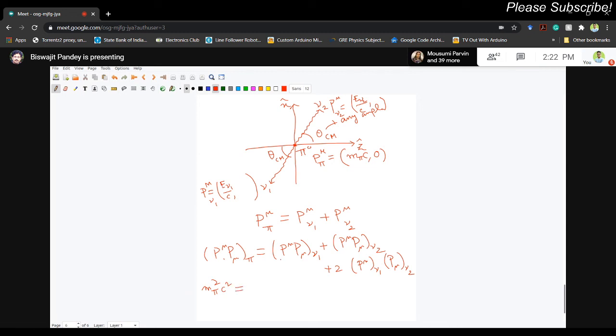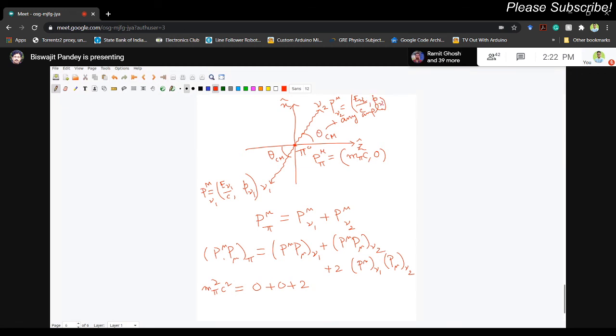And for the photon, the rest mass is always 0, so 0 plus twice this one. And what should be this, right? And suppose I write this to be p_ν1, right? p_ν1, right? And of course there is some direction associated with x component, y component and z component.